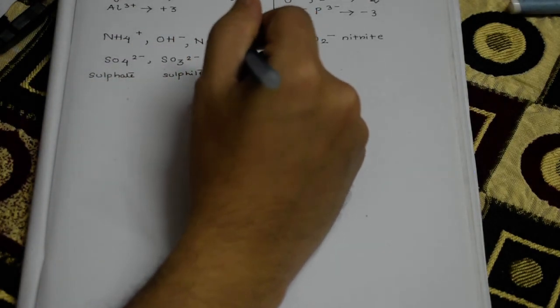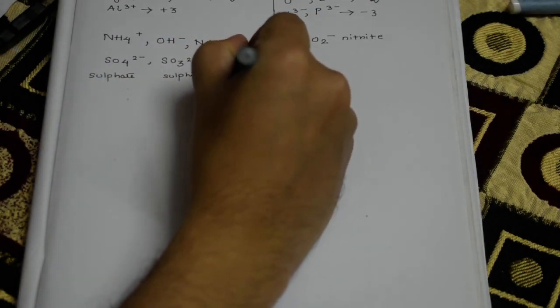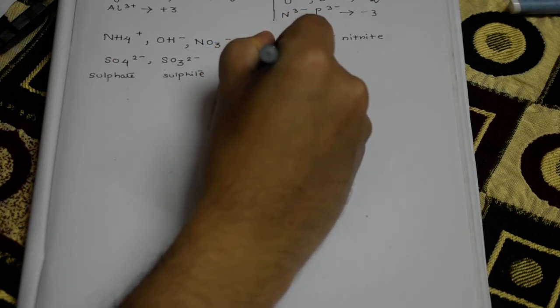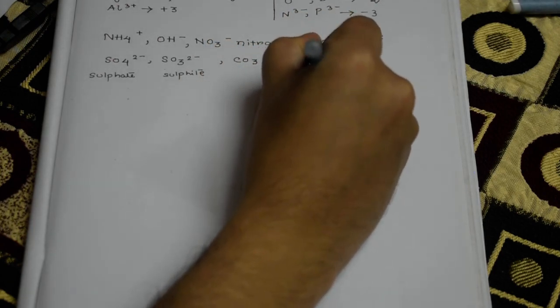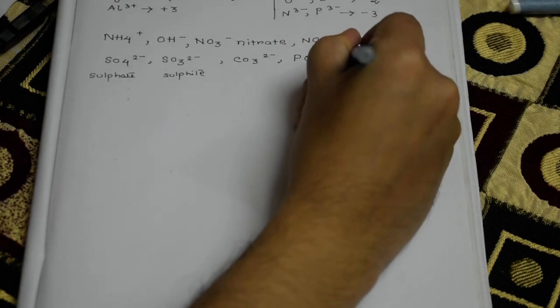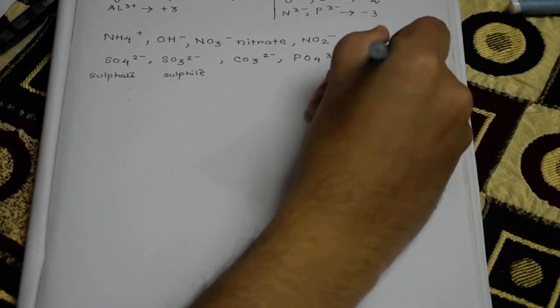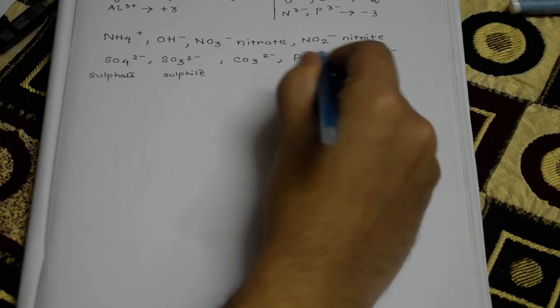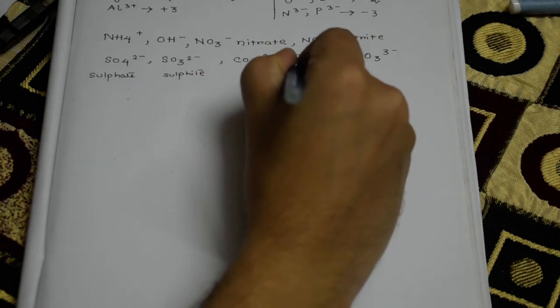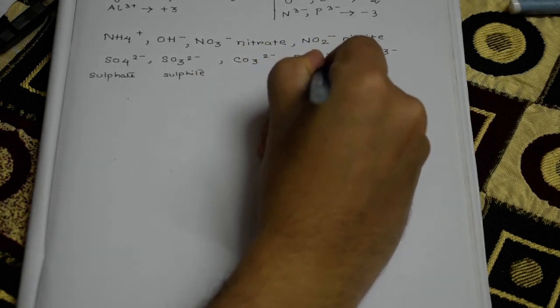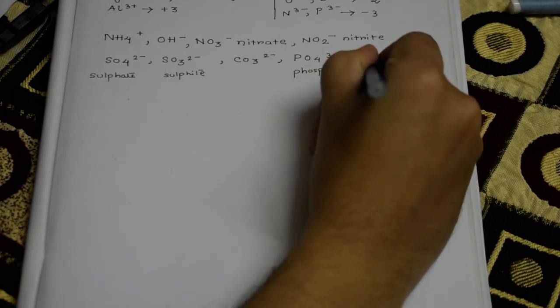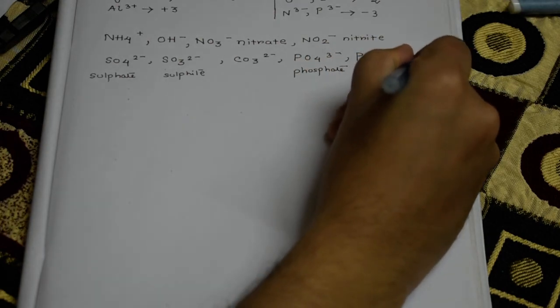Then we have the carbonate and phosphate ions. Carbonate is CO3 2 minus and phosphate is PO4 3 minus. We also have phosphite, which is PO3 3 minus. So these are the charges. This one is the carbonate ion, this is our phosphate ion, and this is the phosphite ion. So all that we have been doing till now is pretty much factual. So I shall be stopping here today.